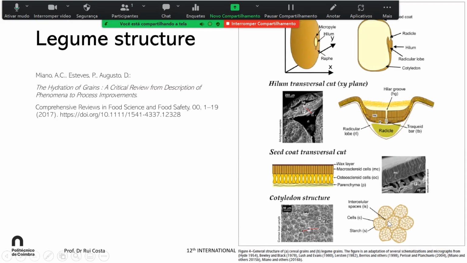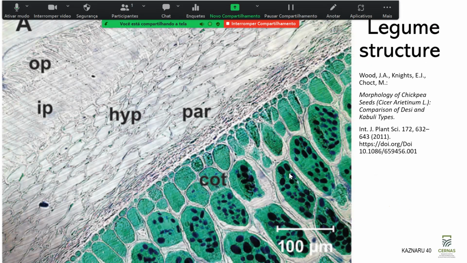And now if you look at this in more detail, the cotyledons, this is a very nice picture where you can see also the skin, and here the cotyledons. You can see the cell walls here, these lines. You can see what is in dark blue, the starch granules, and in green, the fibers and the proteins. Okay. You can see they all fill the rest of the cells. So the cotyledons are these reservoirs of starch, fiber, and protein.